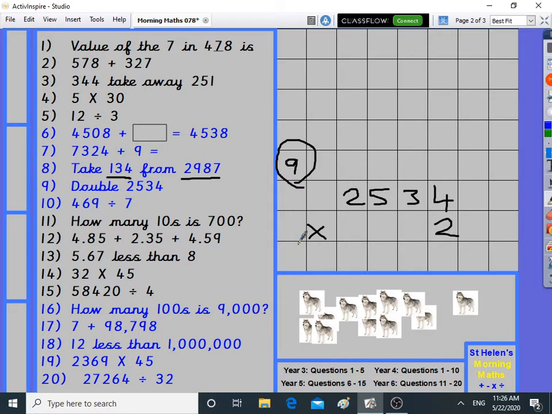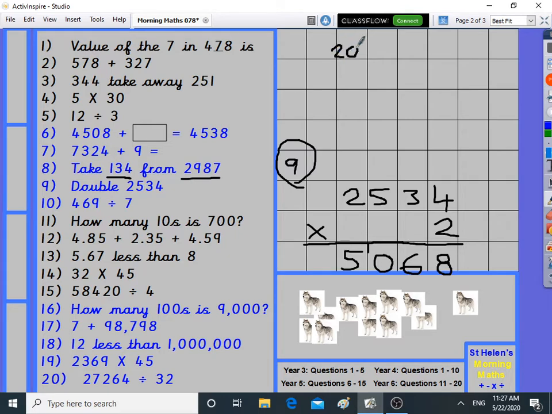So I'm going to do standard method first. I'll do column method after. 4 times 2 is 8. 3 times 2 is 6. 2 times 5 or 5 times 2 is 10. 2 times 2 is 4 plus 1 is 5. That looks like I've doubled it. 2,534 times 2, 5,068. Let's do a grid method.